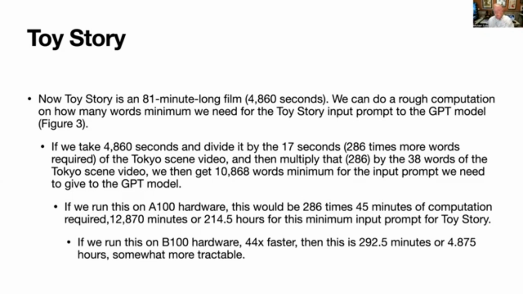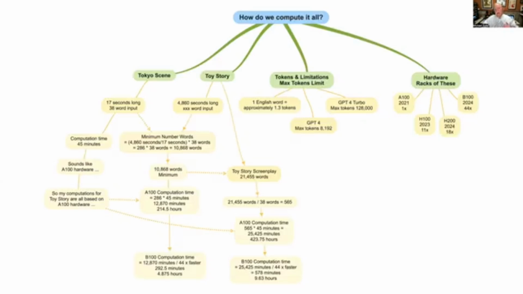If we run this on A100 hardware, this would be 286 times 45 minutes of computation required, or 12,870 minutes, or 214.5 hours for this minimum input prompt for Toy Story. If we run this on B100 hardware 44 times faster, then this is 292.5 minutes, or 4.875 hours, somewhat more tractable. And this mind map will show you exactly how all these computations were carried out, and you'll go on from there.